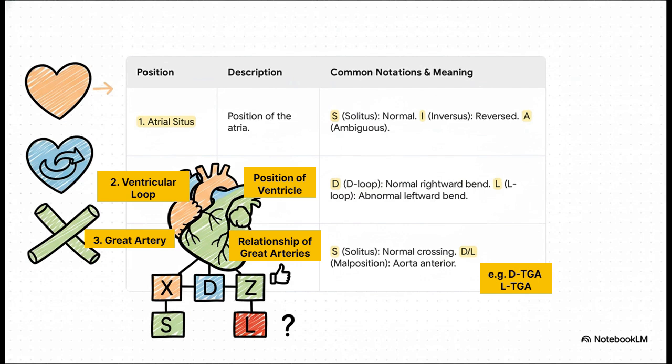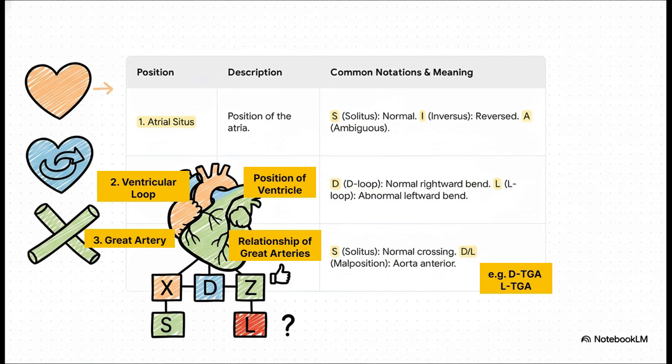So how does situs show up in the report? Well, you're usually going to see it written in this XYZ format. Let's break it down. The first letter, X, is for atrial situs. S stands for solitus, which is normal, right atrium on the right. I is for inversus, which is a total mirror image. The second letter, Y, is for the ventricular loop. This tells you how the heart tube bent when it was developing. D for D loop is a normal rightward bend. An L loop is an abnormal leftward bend.